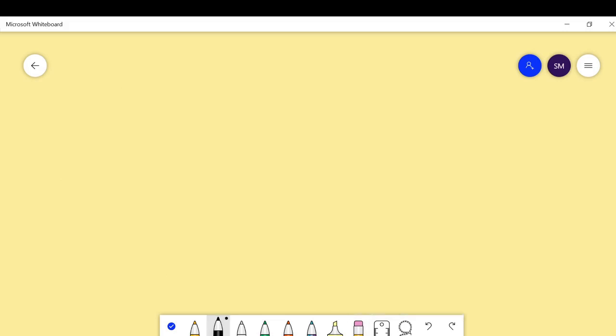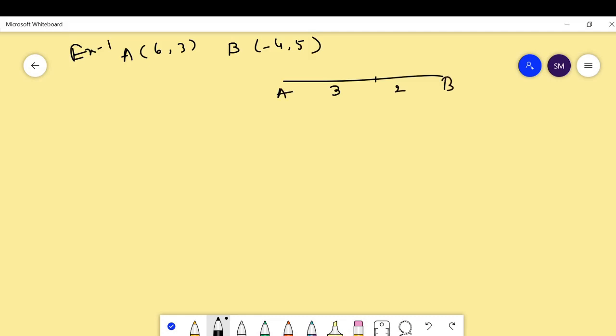Here, look at what the question says. Example 1 says: Find the coordinate of the point which divides the line segment joining the points A with coordinate (6, 3) and B with coordinate (-4, 5). The line segment AB is divided in the ratio 3 is to 2.